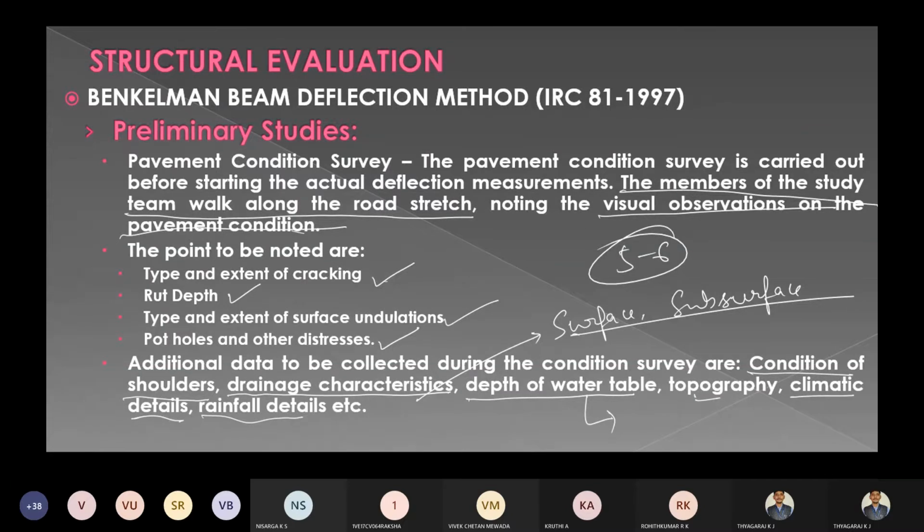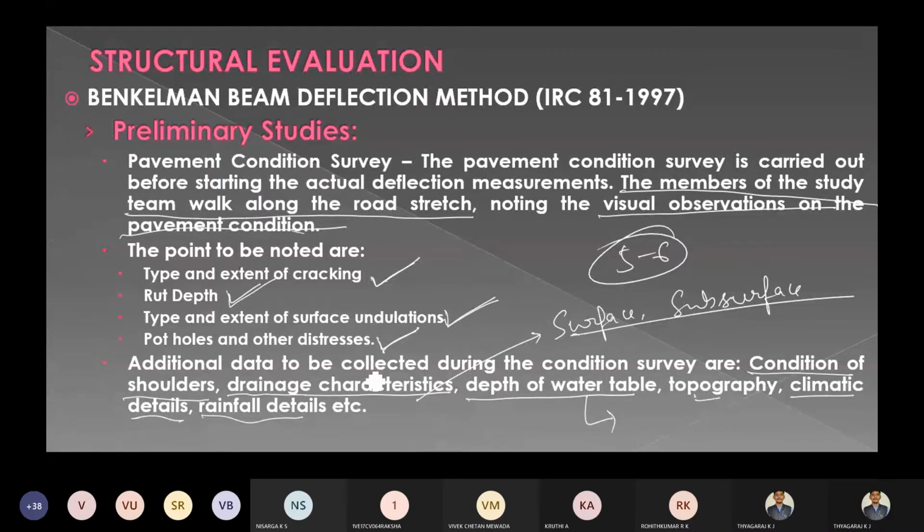So remember, in the pavement condition survey, a certain team will be there. They will be walking on the road and recording the readings by visual observation. What are they going to check? They are going to check the type and extent of cracking, rut depth, type and extent of surface undulations, potholes, and distresses.